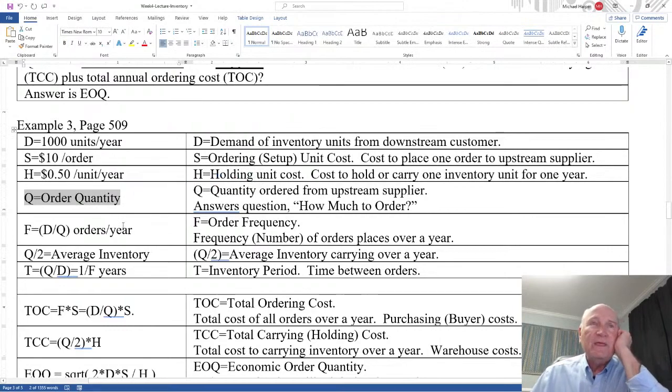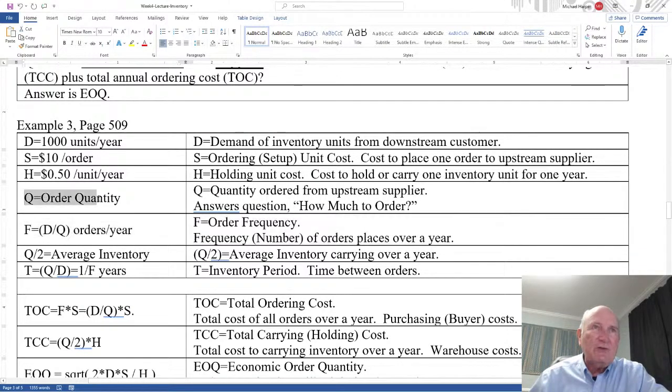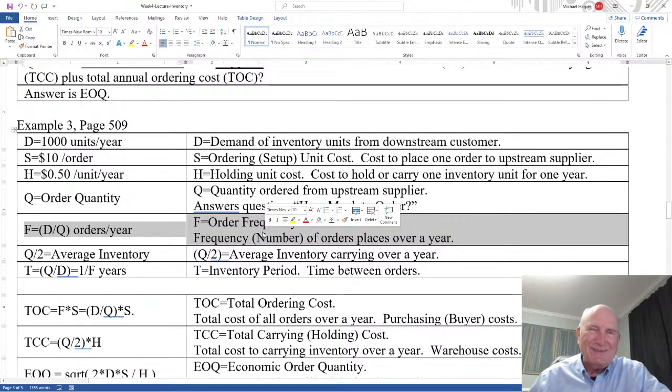But once we know Q, then we can take our demand up here, divide by Q, and that's going to be our order frequency. That's how many times we order Q over a year. For example, the demand is 1,000 per year. If our order quantity, let's say, was 10, then our frequency is going to be 100. We're going to order 10, 100 times. That's our order frequency. If our Q here, let's say, was 500, we just have to order it 2 times to equal 1,000. So order frequency then would be 1,000 over 500, or 2.